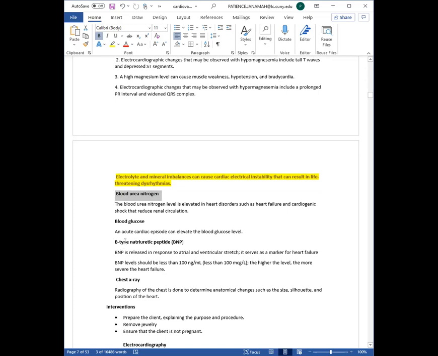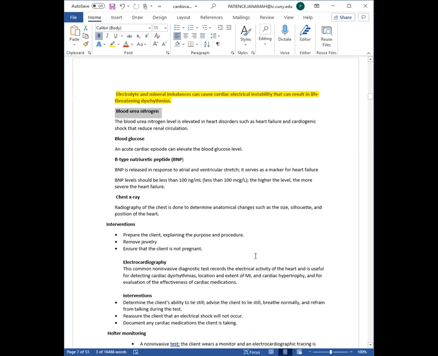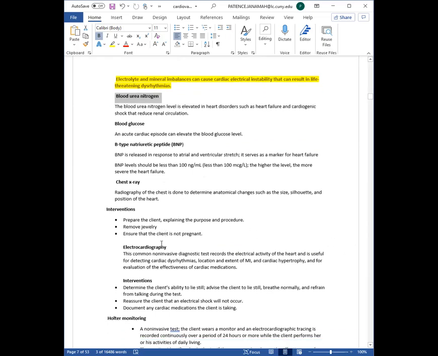So the B-type natriuretic peptide is released in response to atrial and ventricular stretch. If your heart is stretched too much, there's too much pushing and pumping, this one gets stretched out, and this can also be seen in heart failure situations.